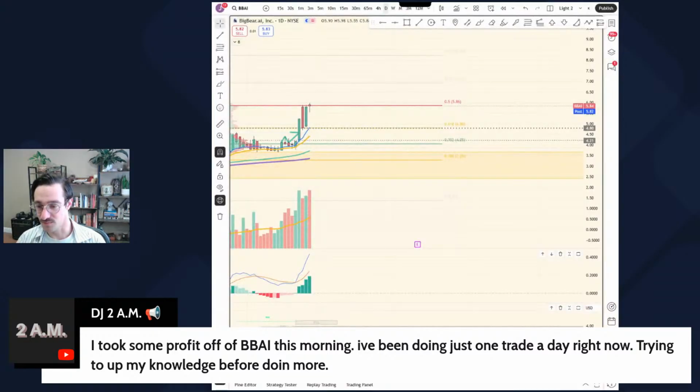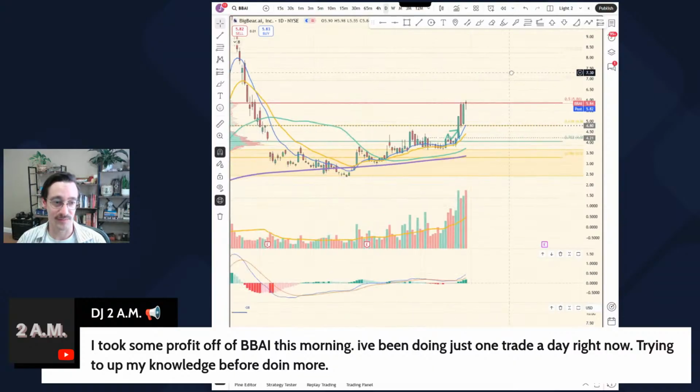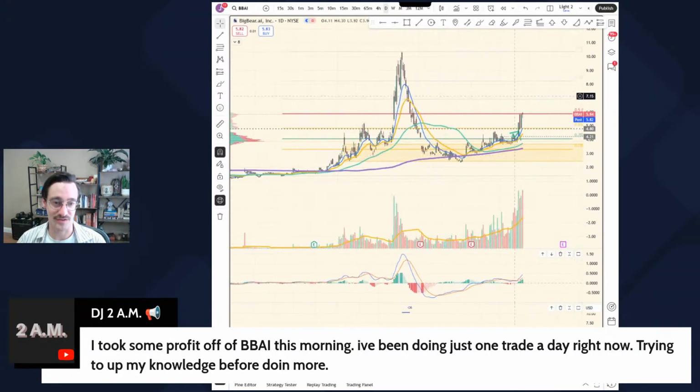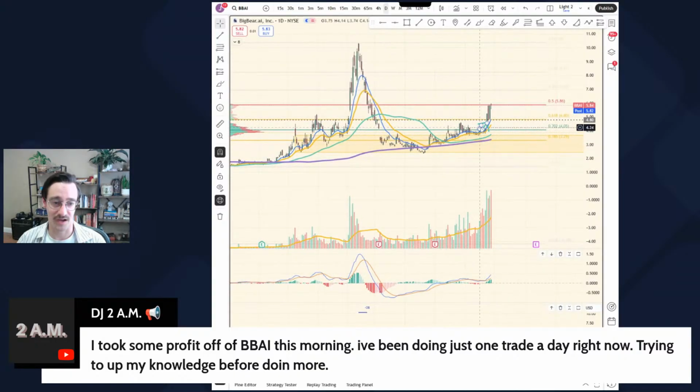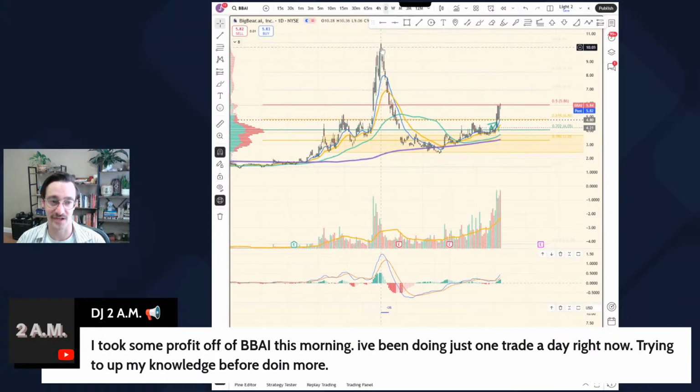So we have BBAI here. These were my levels. I haven't looked at this chart in all week, actually. I recommended keeping a very close eye on this volume shelf that was building out here at slightly over $4. And so we have that key level, that 4 level. We have consolidation above it. And now we have expansion right up to the equilibrium of the range from the high to the low here. This is the 50% point.